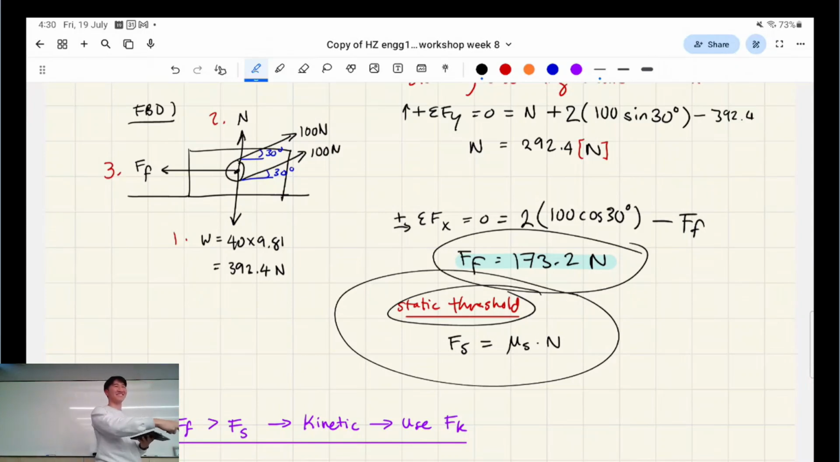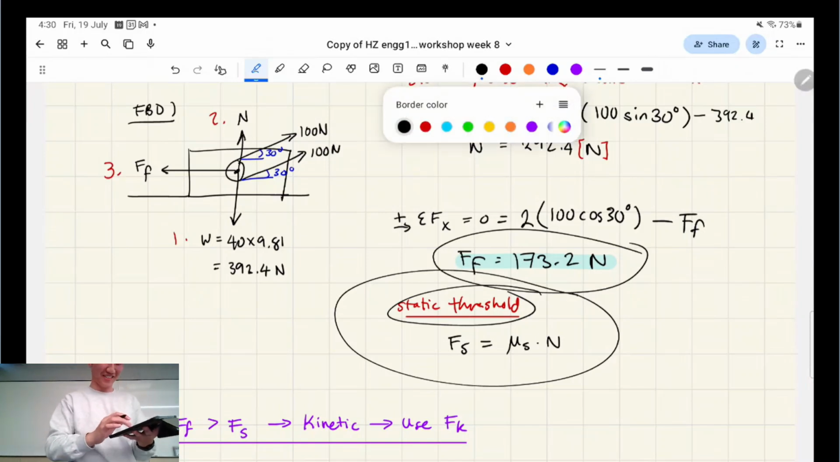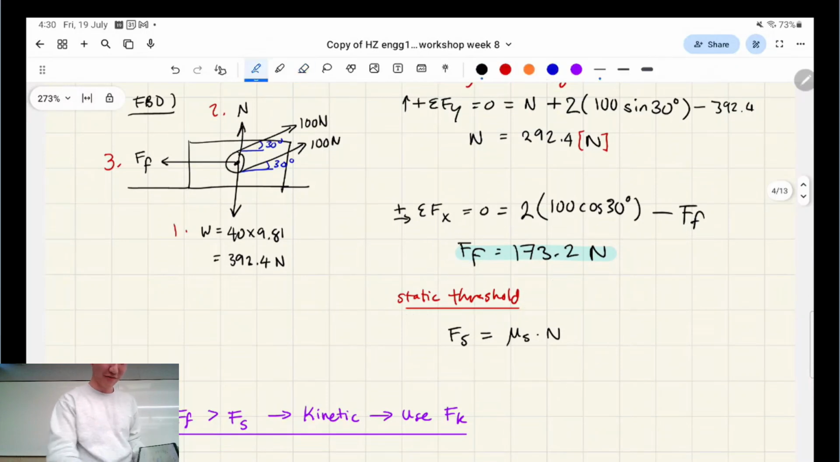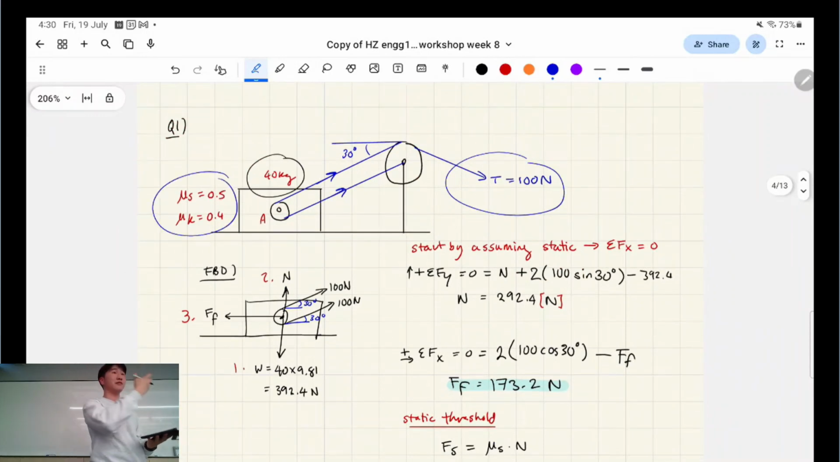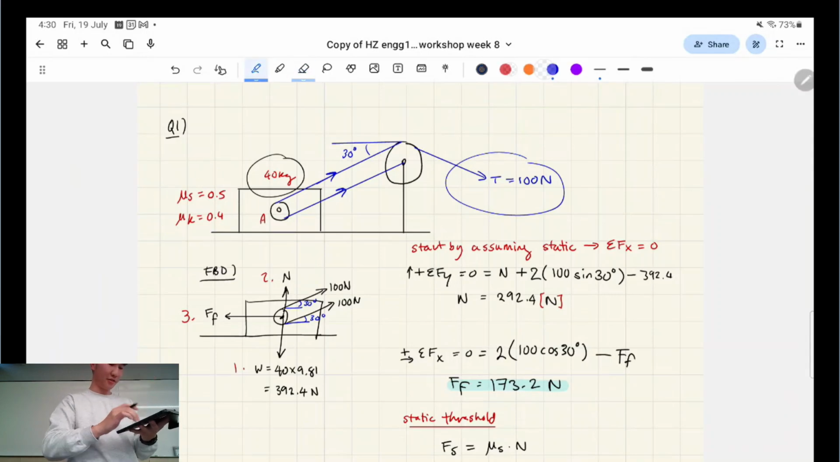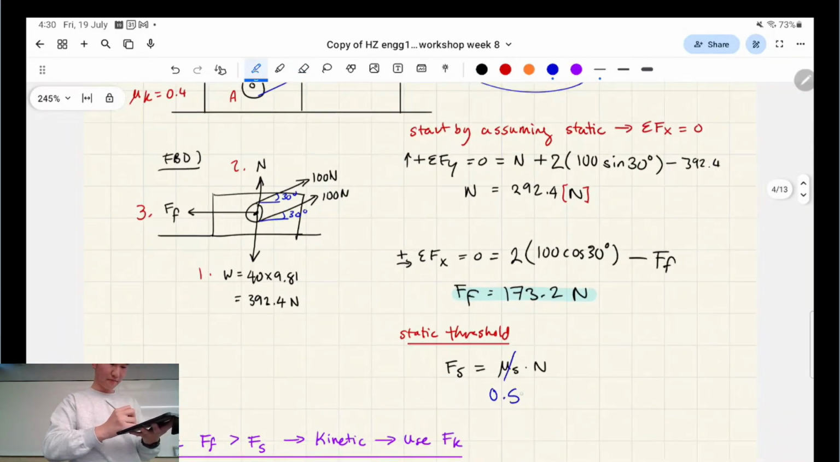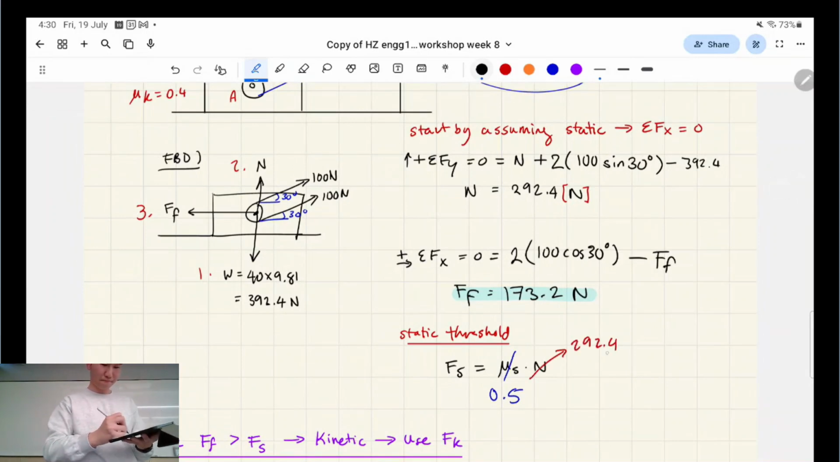I'm going to double down on the analogy. Actually, let's continue and I'll go back to the bucket. Okay, so we'll calculate this. We are given the constants, the static friction constant and the kinetic friction constant. So when we're calculating the static threshold, always use the static friction constant, which is 0.5 in this case, multiplied by N, the normal force.